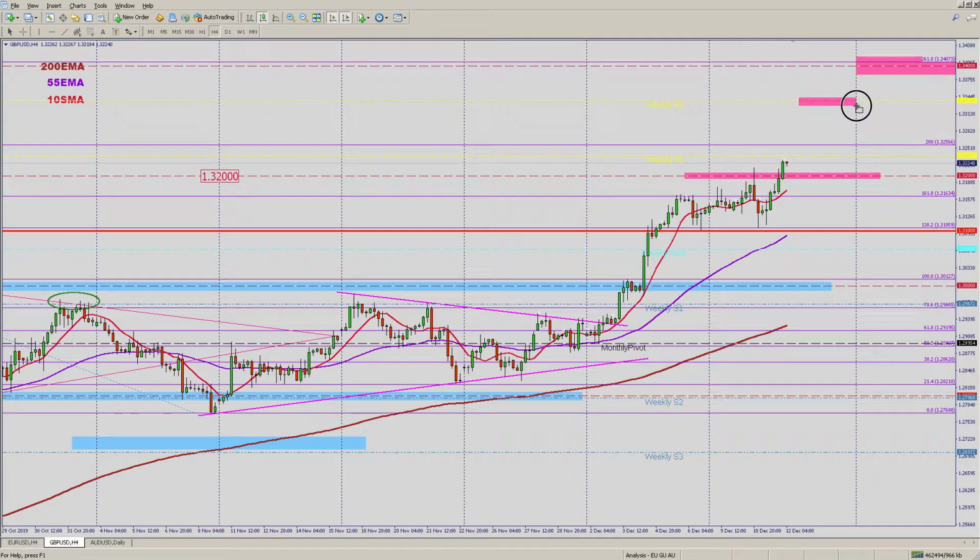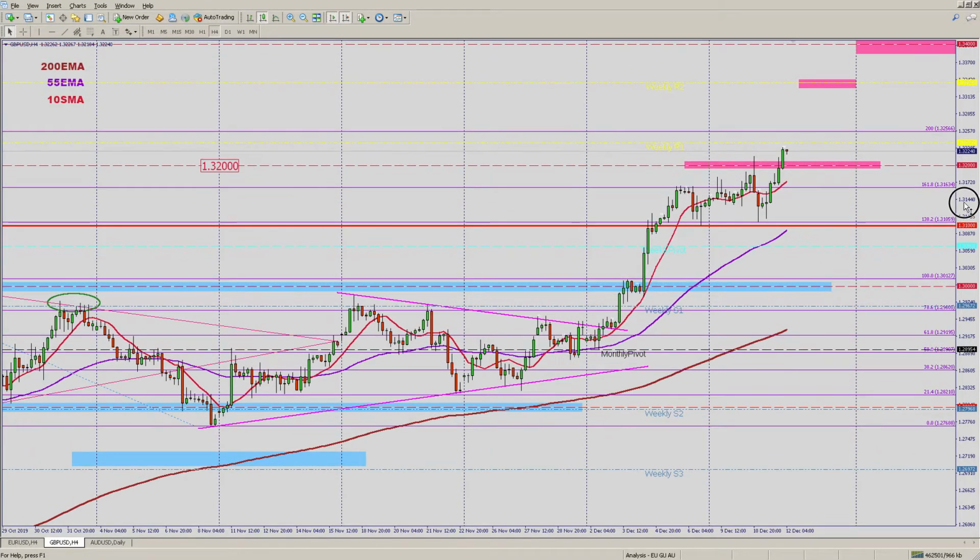Weekly R2 at the 133.37 to 40 area. Currently it is trying to approach the 200 fib extension at 132.57, just above the weekly R1 at 132.37.